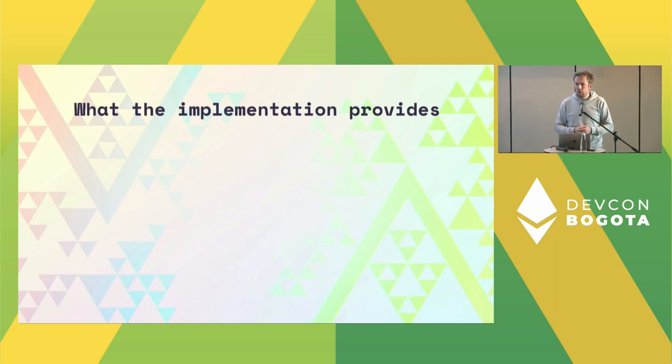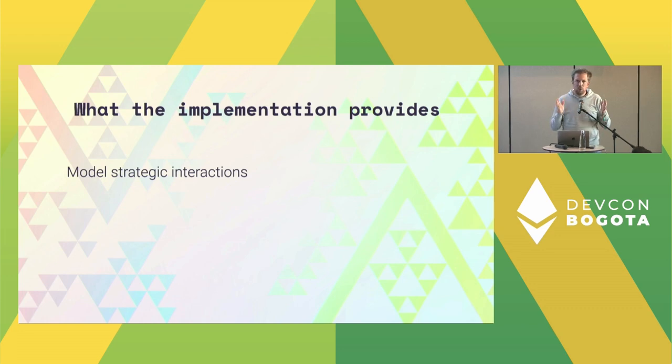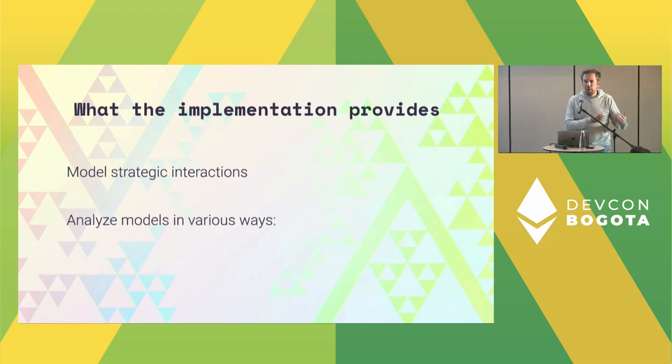So what does the implementation actually provide? First and foremost, it's a framework in which you can express and represent strategic interactions, like the prisoner's dilemma, but obviously also more complicated things. Many times, you're not only interested in representing models, but also in what kind of behavior may result from them. So you also want to analyze them in various ways. In the current engine, there are basically three ways to do that.